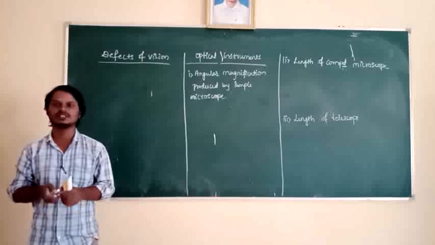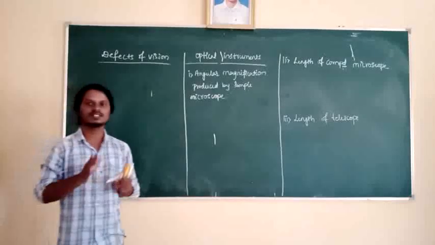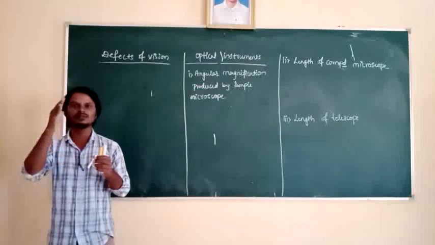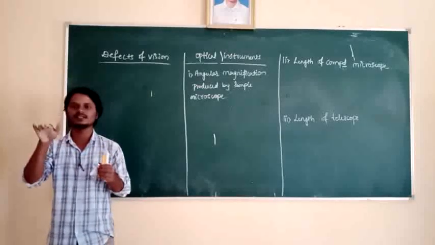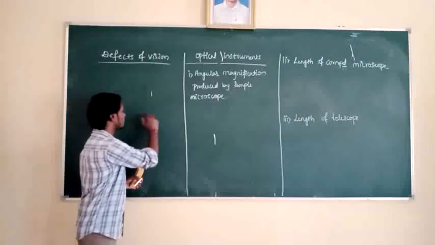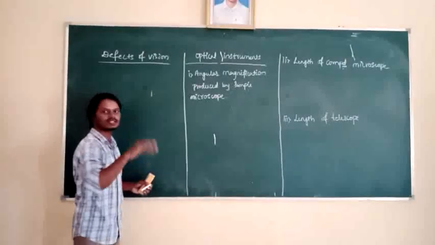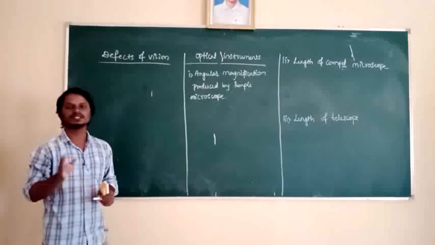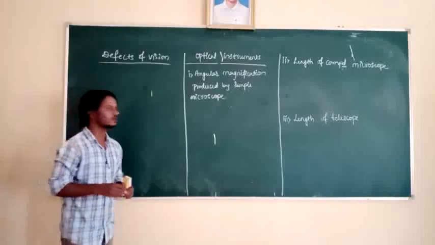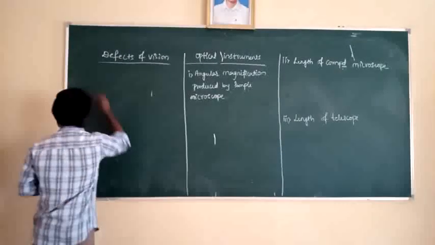Then next, what is meant by astigmatism? The last one is astigmatism. The person with the astigmatism defect of vision cannot see the vertical lines and horizontal lines with equal clarity. Sometimes the horizontal lines appear to be curved. That is the defect for astigmatism. So first one is myopia.